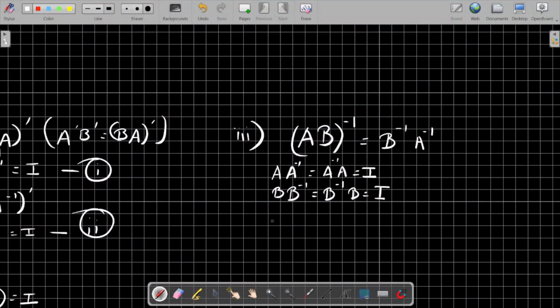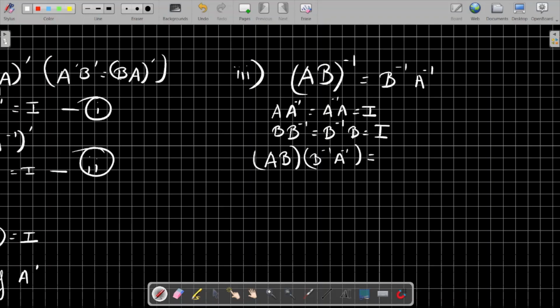So we need to make sure that we remember this property. Now let's start by multiplying AB with B inverse A inverse and see what happens. If we remember the associative property of matrix multiplication and apply that, this whole matrix can be written as A into (B into B inverse) into A inverse. Now if you simplify this, it becomes A into I matrix into A inverse, which simplifies down to A into A inverse, and this thing by our first property is the same as our I matrix.